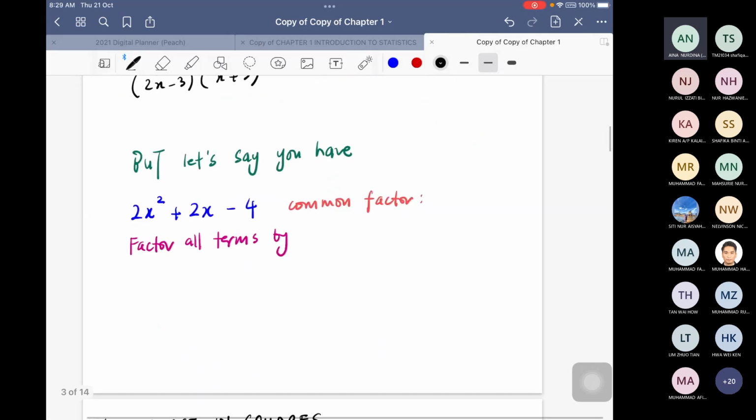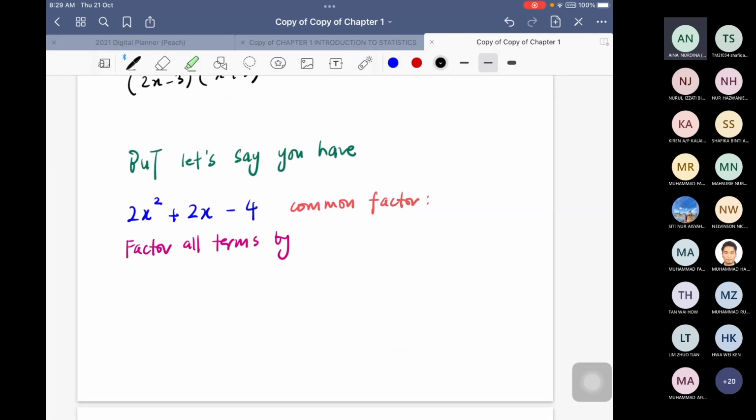Okay, tetapi kalau macam case kat bawah ni, kita ada common factor. So the coefficients that I have are the values of 2, 2 dan juga negatif 4. So common factor dia adalah 2. Semua nombor ni kita boleh bahagi dengan 2. So apa yang you kena buat mula-mula adalah factorize dulu 2. So I'm going to factorize the 2. I'll end up with the x square plus x minus 2.